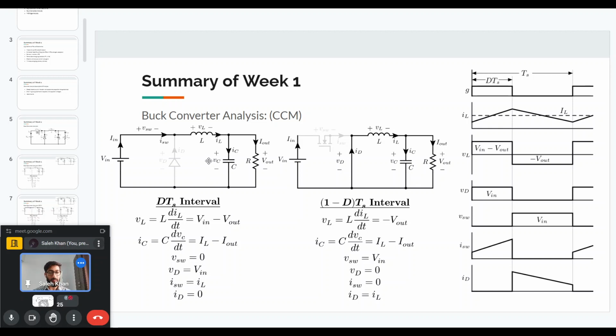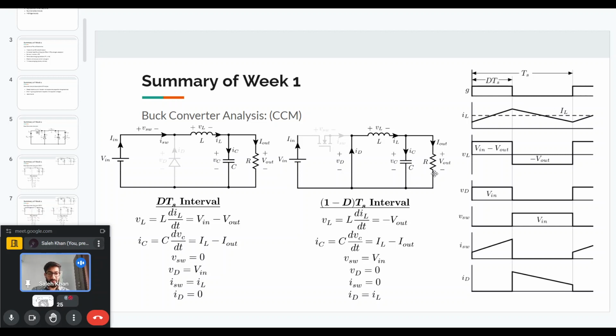And when we apply a positive voltage across an inductor, the inductor current will rise using the basic inductor equation, that is VL is equal to L di dt. So the inductor current in this case will rise. And in the next interval, the voltage across the inductor is minus V out, which is a negative voltage, so the inductor current will fall. And in steady state, we assume that if the inductor current starts at a point, then at the end of the switching cycle, the inductor current again will reach the same point. So this ripple in the inductor current will be constant.